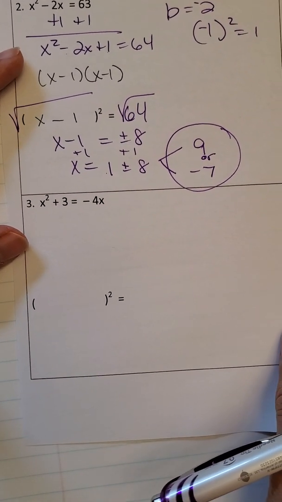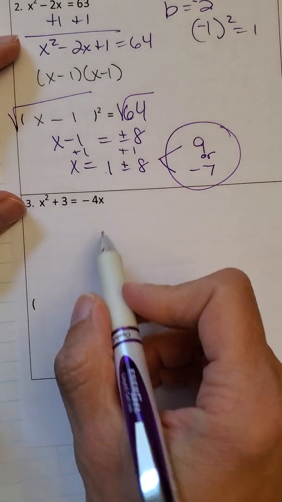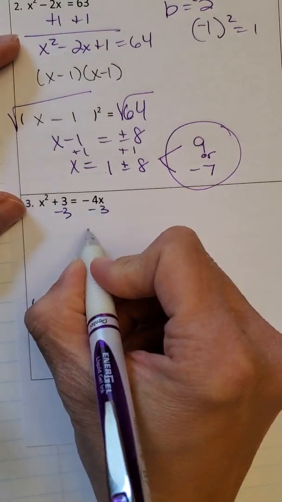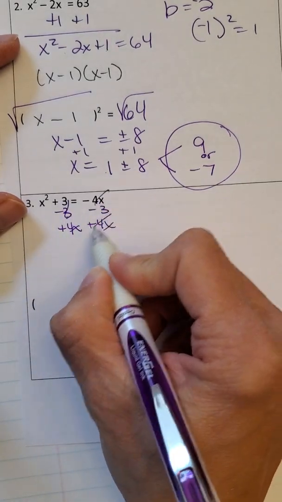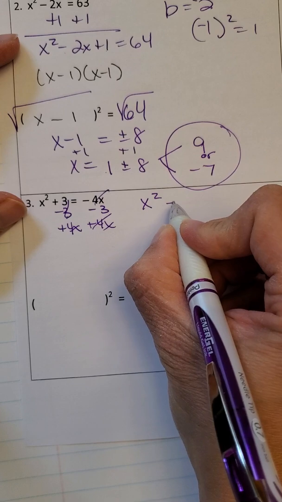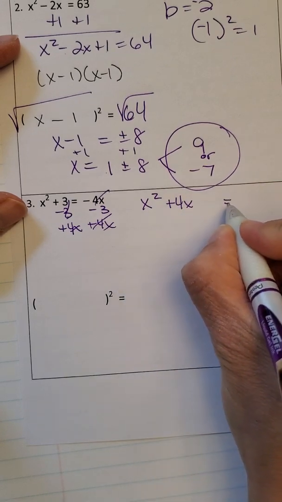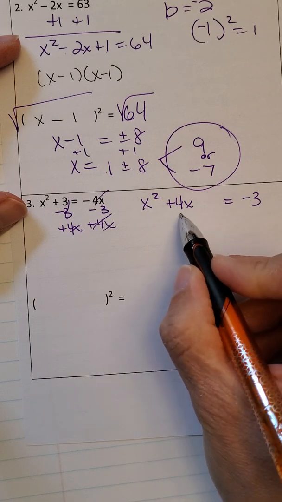Okay, last problem. We need to get C on the right side and A and B on the left side. So we're going to have to switch to the negative. We're going to subtract 3 from both sides. We're going to add 4x to both sides. Those cancel, those cancel. So we get, I'll write it over here, x squared plus 4x equals negative 3.